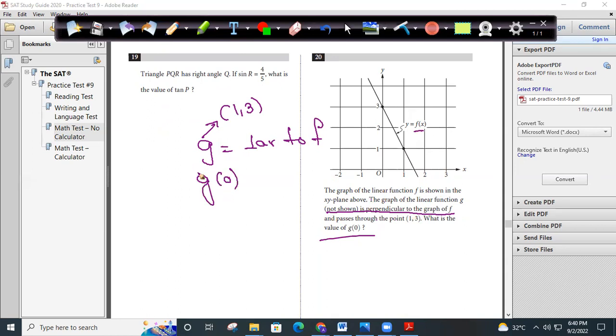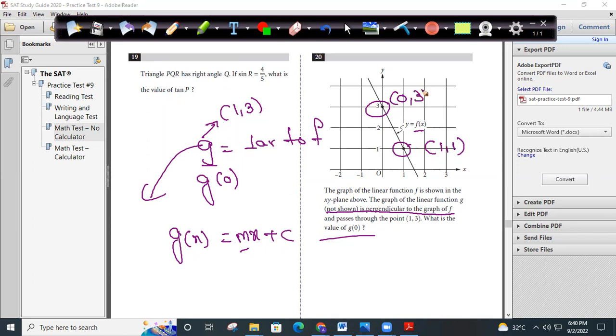Okay. So first you find the equation of the line g. G of x or y, both are the same. G of x is mx plus c. I need to find the slope of g. How to find the slope of g? First find the slope of f. What is the slope of f? Points (1, 1) and (0, 3). 3 minus 1 divided by 0 minus 1 is minus 2. That is the slope of f.